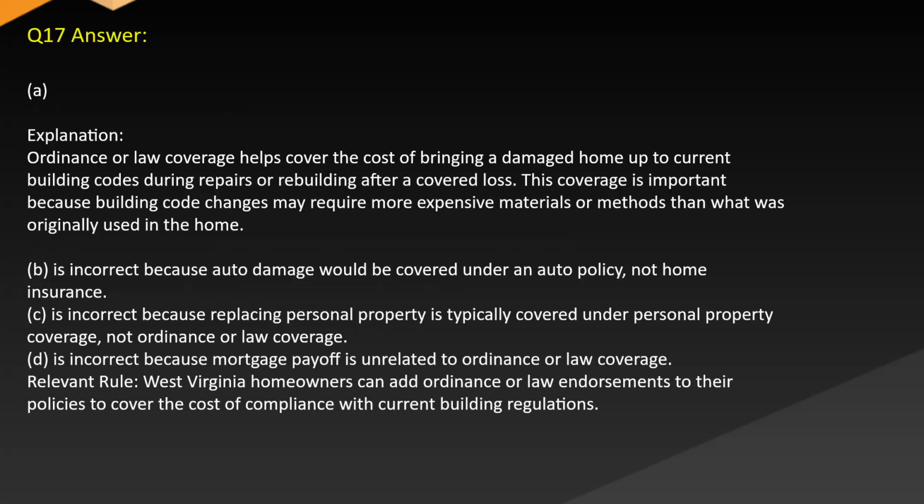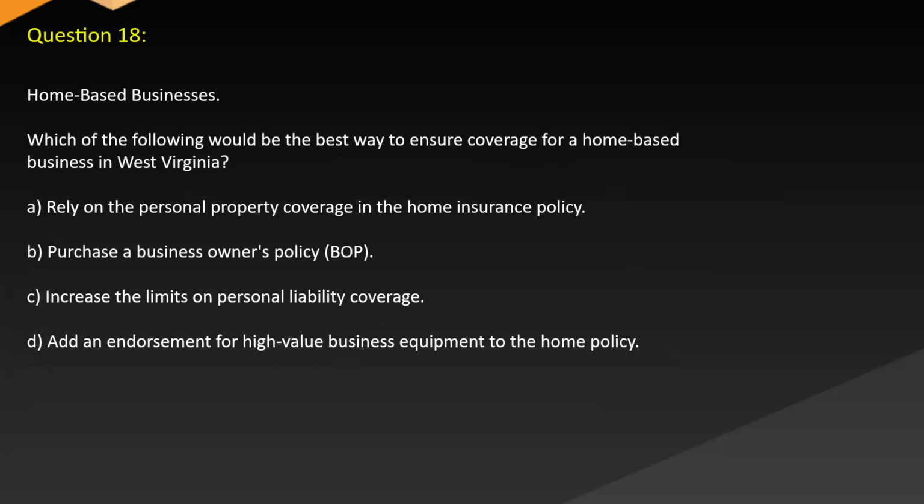Answer: A. Explanation. Ordinance or law coverage helps cover the cost of bringing a damaged home up to current building codes during repairs or rebuilding after a covered loss. This coverage is important because building code changes may require more expensive materials or methods than what was originally used in the home. B is incorrect because auto damage would be covered under an auto policy, not home insurance. C is incorrect because replacing personal property is typically covered under personal property coverage, not ordinance or law coverage. D is incorrect because mortgage payoff is unrelated to ordinance or law coverage. Relevant rule: West Virginia homeowners can add ordinance or law endorsements to their policies to cover the cost of compliance with current building regulations. Question 18.